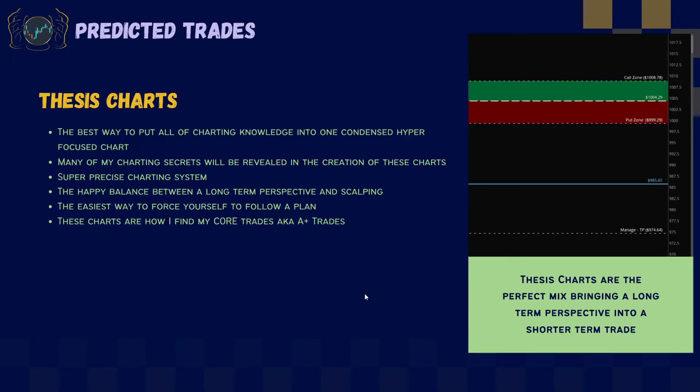The third style of charting that I have, and that has recently become probably my favorite, is thesis charts. In my opinion, it's the best way to put all of your charting knowledge into one condensed, hyper-focused chart. Many of my charting secrets will be revealed in the creation of these charts as well, as there is a system that I have to find these levels that I haven't told anyone about before. So it's a super precise charting system, the happy balance between a long-term perspective and scalping. So sometimes if zone charting is too big and 2.0 charting is too small for your liking, this is a very, very happy balance in my opinion.